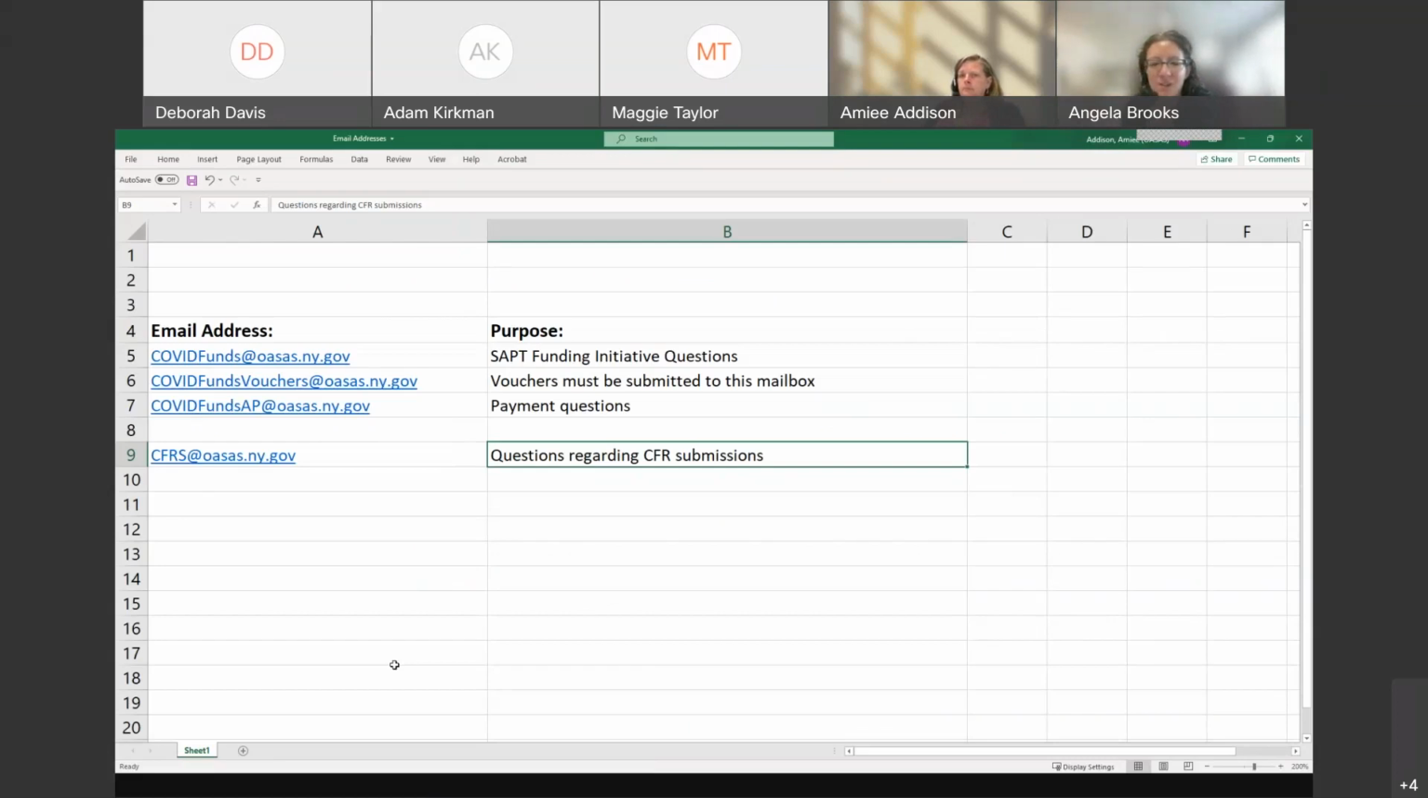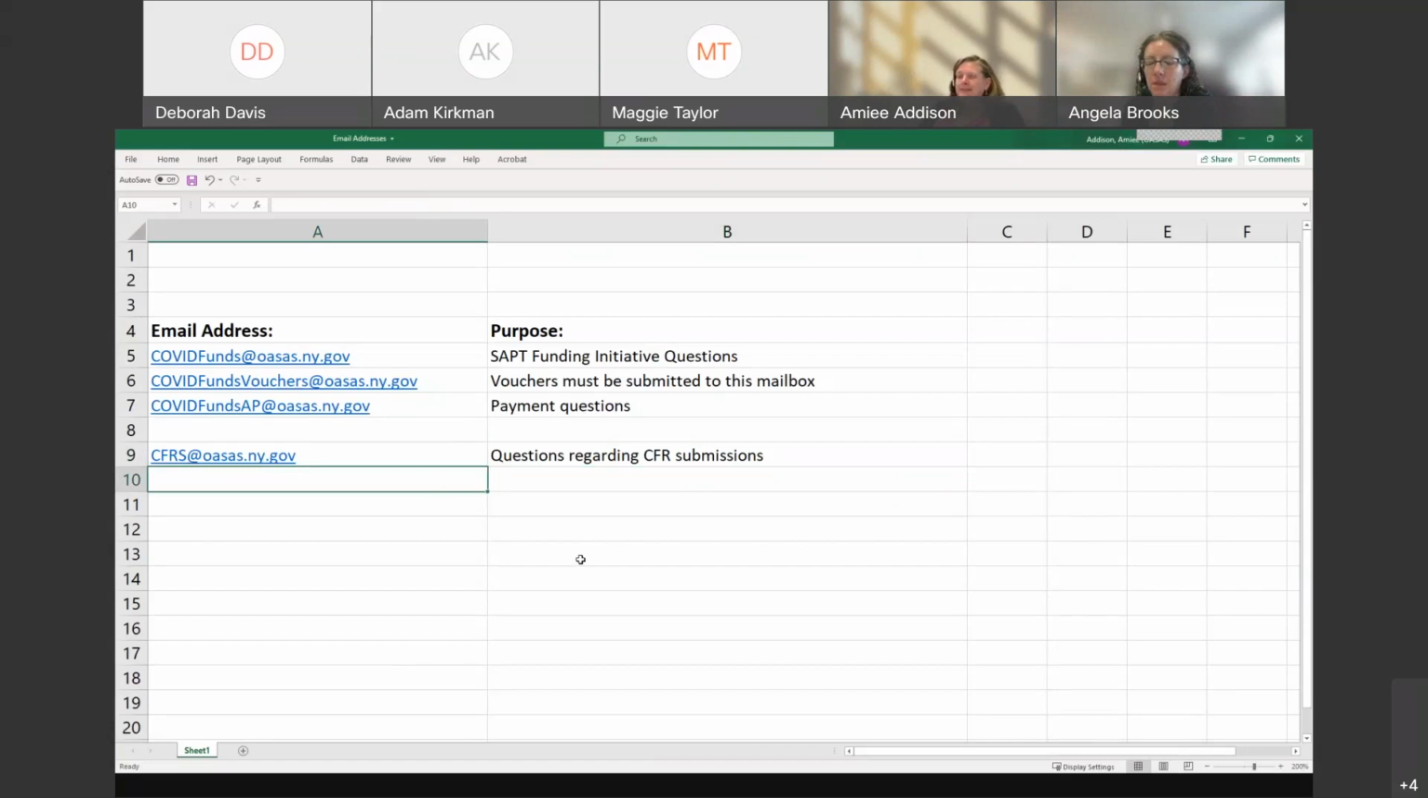All right, the next question is, is there a deadline cutoff for claim submissions? It is 45 days upon close of the contract period. For submitting a final claim, yes, you can't submit more than 45 days past the end of the contract period.